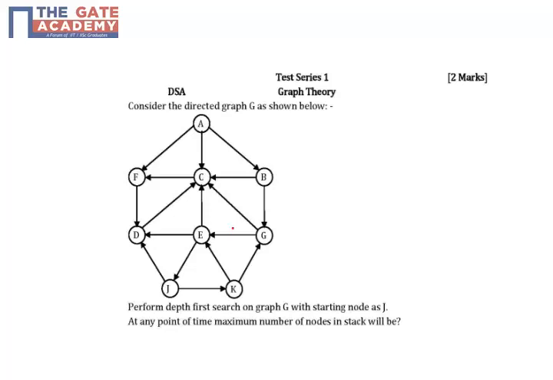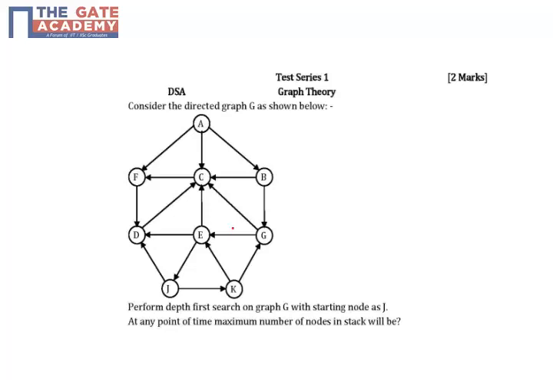In the given question, we will have to apply depth first search using a stack on the given graph, and then tell at any point of that calculation of depth first search, what the maximum number of nodes in the stack will be. So we will start with j, just because they have given the starting node as j.